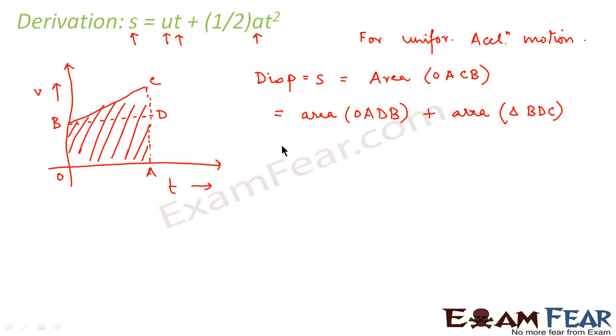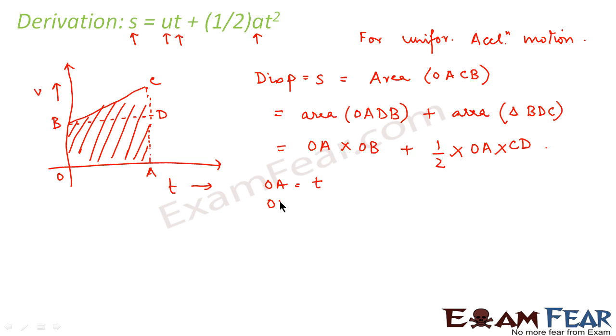Now, let us find the area of this rectangle. The rectangle area would be length into breadth, that is OA into OB. Now, the area of this triangle would be half into base. Base would be BD and BD is equal to OA. So, half into OA into height. Height is equal to CD. What is OA? OA is nothing but time, that is T.